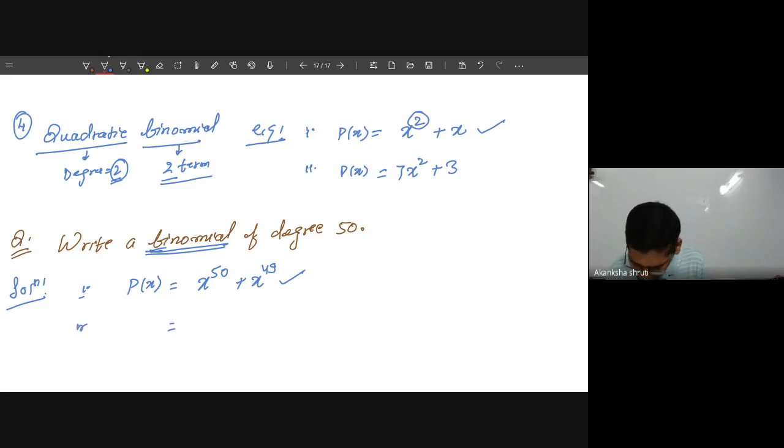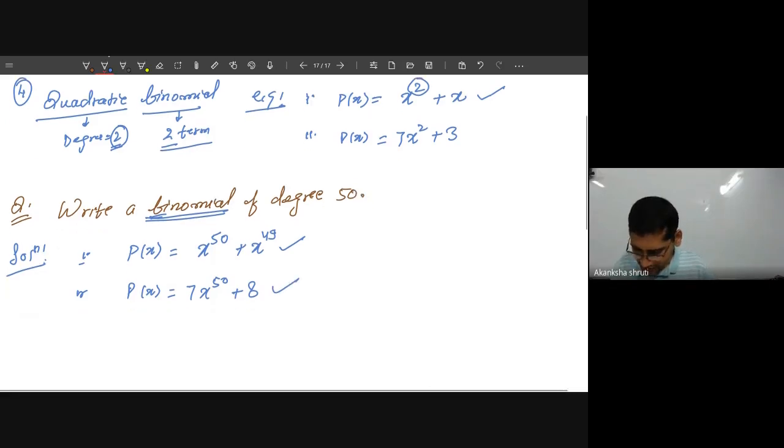Or we are free to choose 7x to the power 50 plus 8. So we are free to choose any other term. The important thing is this 50, which is decided by the degree, and binomial means two terms. It is the first term and it is the second. In the second example also, 7x to the power 50 is forming the first term and 8 is forming the second term.